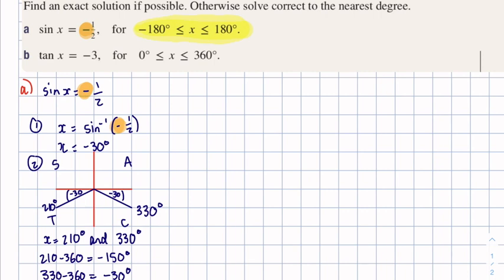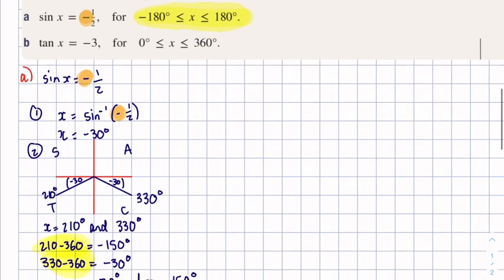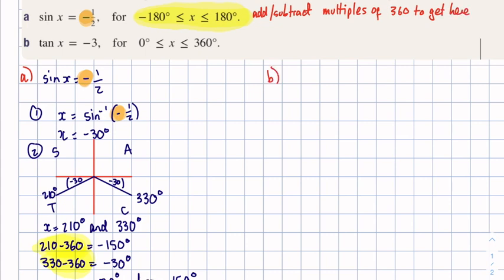So yeah, the reason we chose to do this was because we knew it had to be between -180 and +180. You just add or subtract multiples of 360 to get within your chosen domain.